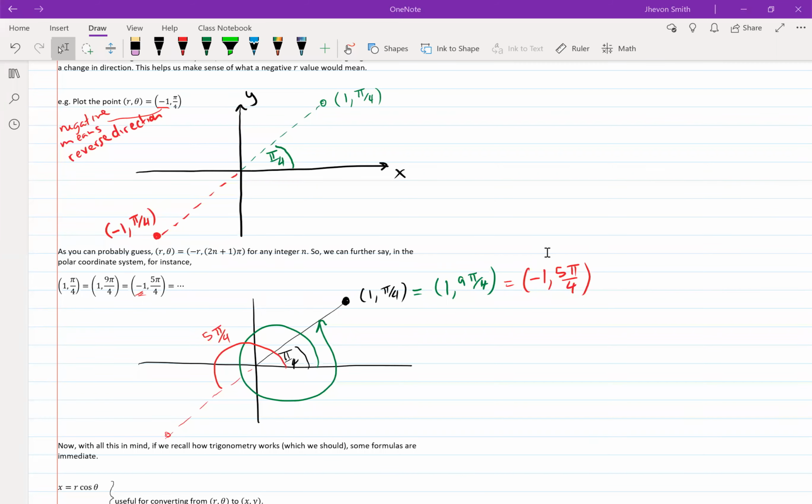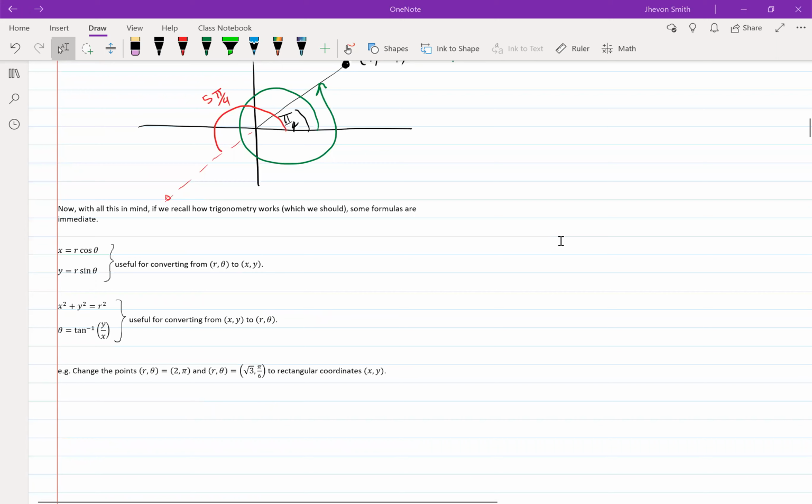This might be a kind of a dumb question, but does it matter what you find first, if you find r first, or if you find theta first? Like, say if you have -1 comma 5 pi over 4, does it matter which one you find first? Will it affect where you land or no?